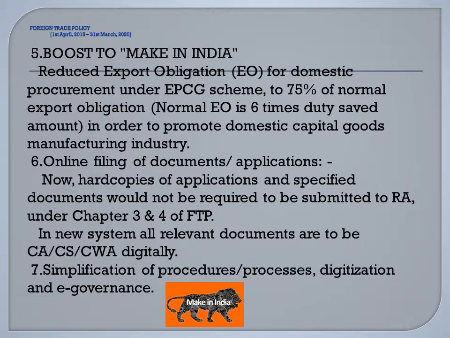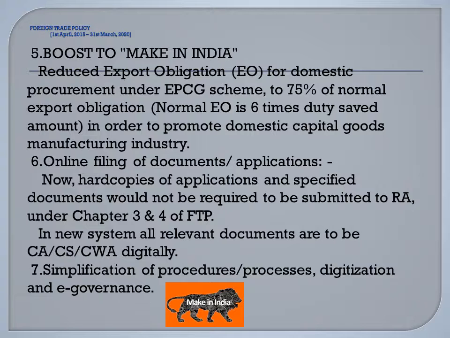Boost to Make in India. Reduced export obligation (EO) for domestic procurement under EPCG scheme to 75% of normal export obligation. Normal export obligation is 6 times the duty saved amount, in order to promote the domestic capital goods manufacturing industry.